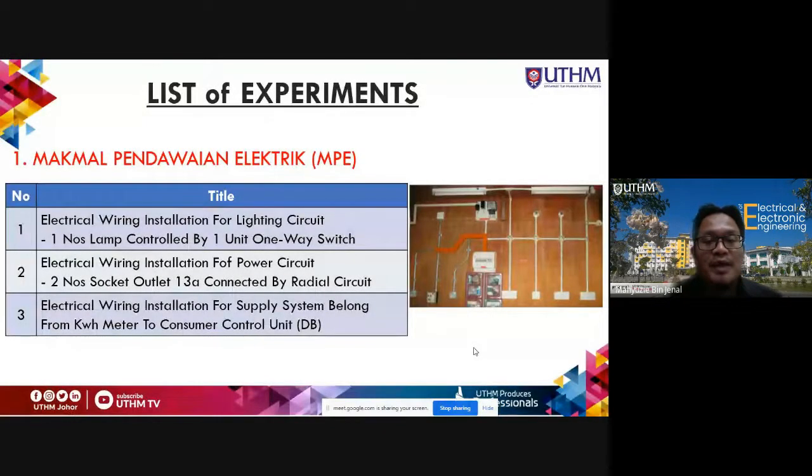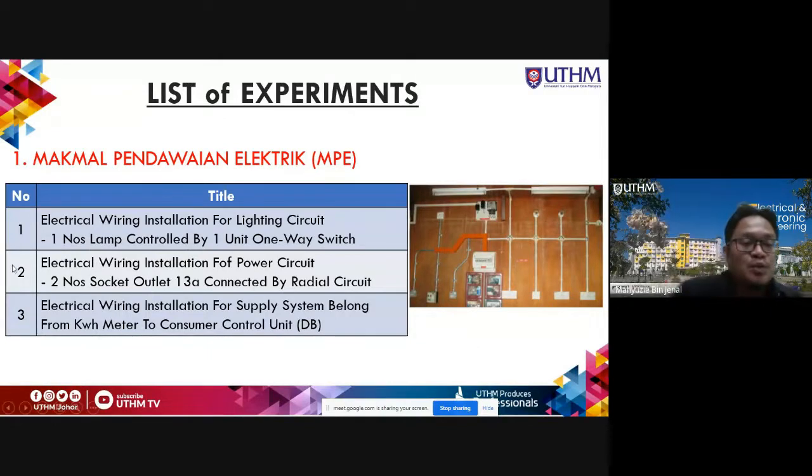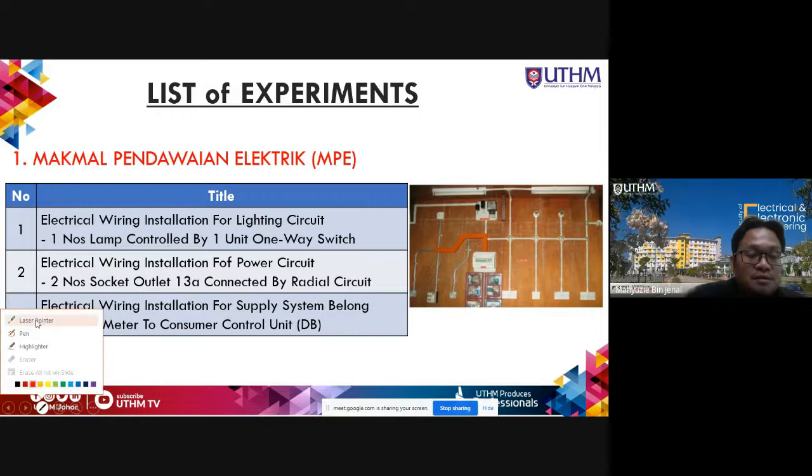So Makmal Pendawai Elektrik, the wiring lab. We have experiment number one, experiment number two, and experiment number three. Again, I will cover these experiments, as well as Dr. Mano, for the first 3 weeks. So, electrical wiring installation for lighting circuit. We have one lamp controlled by one unit of one-way switch. This is a very straightforward wiring installation.